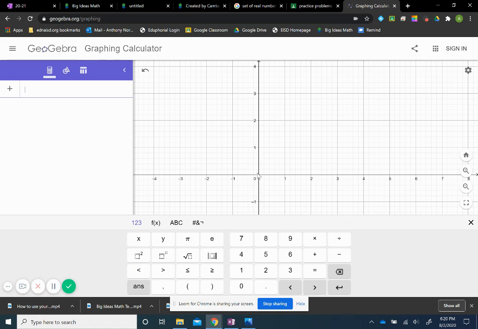Coordinates start with a parenthesis, a number, comma, another number. As we can see, the first number is 2, so we're on the x-axis, 1, 2. The second number is 3, so we go on the y-axis, 1, 2, 3.